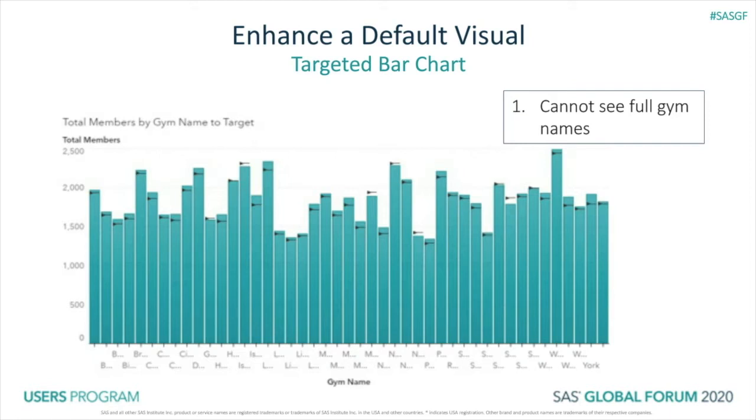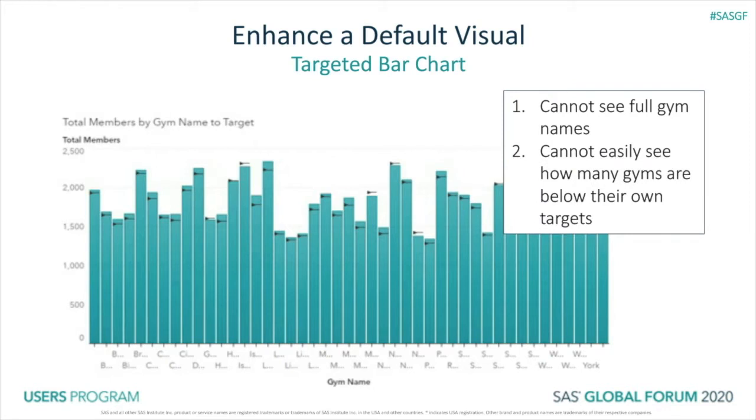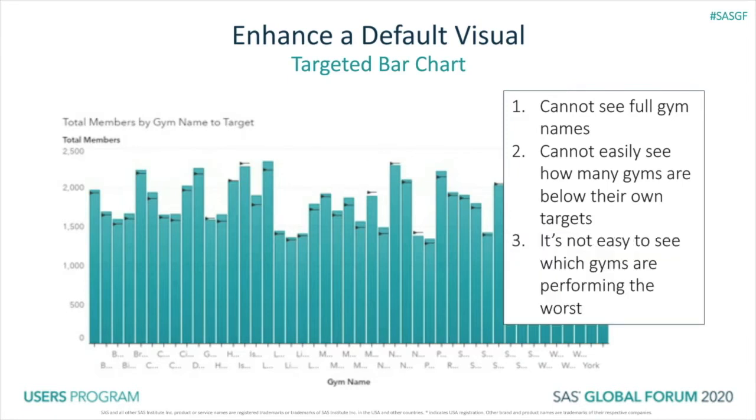A second thing is you cannot easily see how many gyms are below their targets. You could go through and study each of the bars, but there's lots there, so the information's getting lost. The last one is it's not easy to see which gyms are performing the worst. That is, which gyms are furthest from meeting their targets if they are not meeting their targets. Okay, so let's have a look at what we can do in SAS Visual Analytics to overcome some of those things.